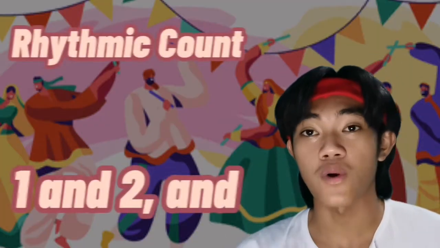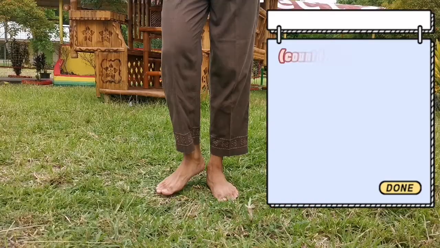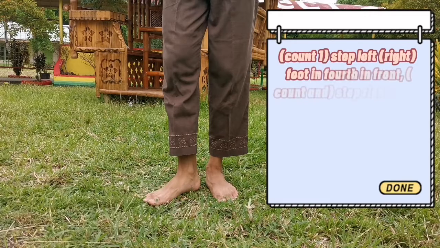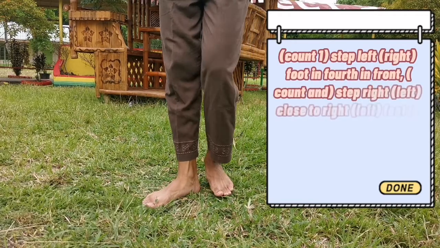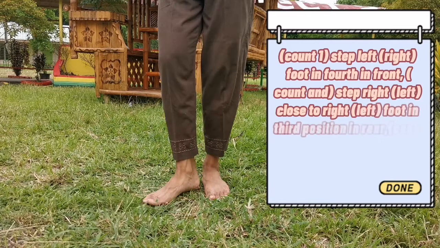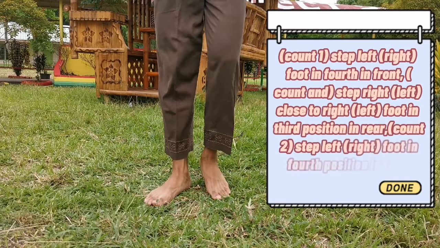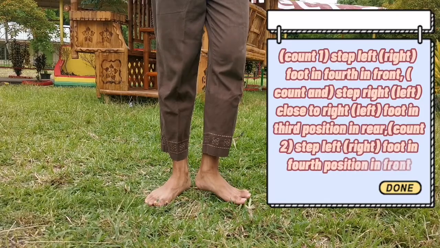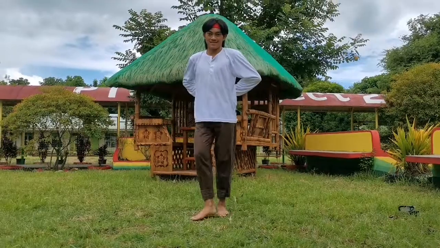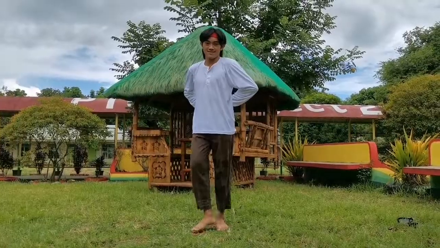Next, we have the polka. Its rhythmic count is 1 and 2 and. In count 1, step left foot in 4th position in front. Count and, step right close to left foot in 3rd position in rear. Count 2, step left foot in 4th position in front.